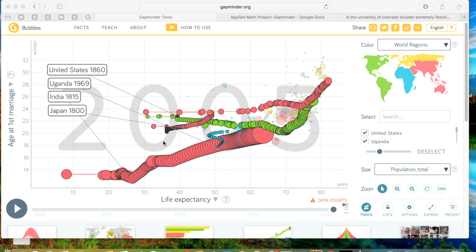The color of the dots represents the continent in which they come from, so red stands for Asia, blue stands for Africa, green for North and South America. Now, the size of the bubble determines the population of the country. So as the size grows, you can tell that the population is growing.